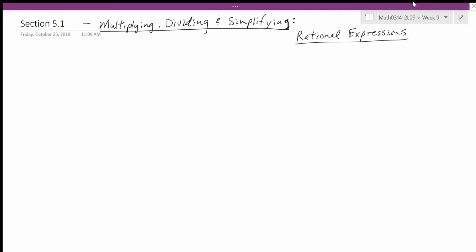All right, so again, I'm on page 298 if you need to know that. Page 298. And the first hour we're going to spend just focusing on rational expressions.